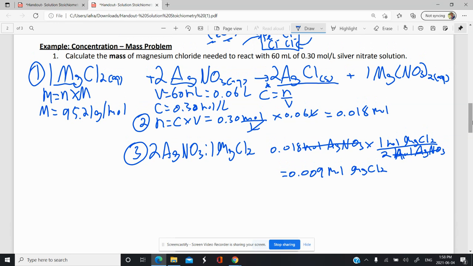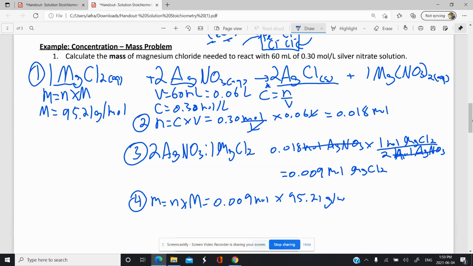So we're almost done. We have one more step to do to really finish this problem. What is that step? Right, we're looking for the mass now. So mass is going to be equal to our moles times our molar mass, which is going to be our 0.009 moles, multiplied by the molar mass we calculated there, 95.21 grams per mole. We're going to cross out the mole and mole there.